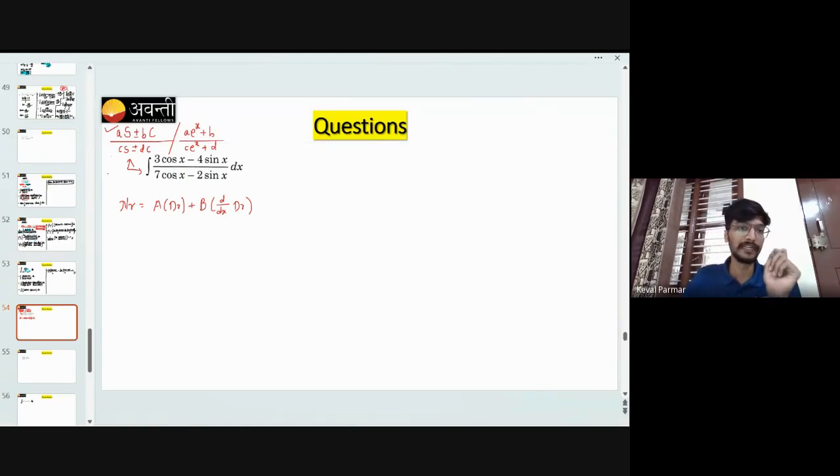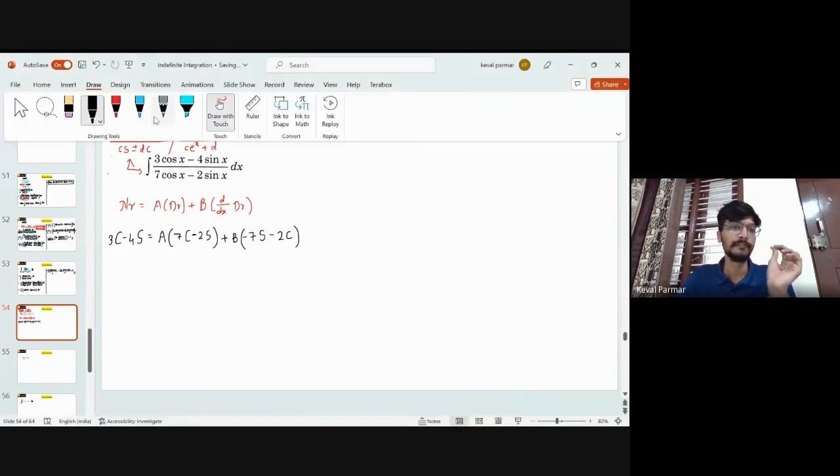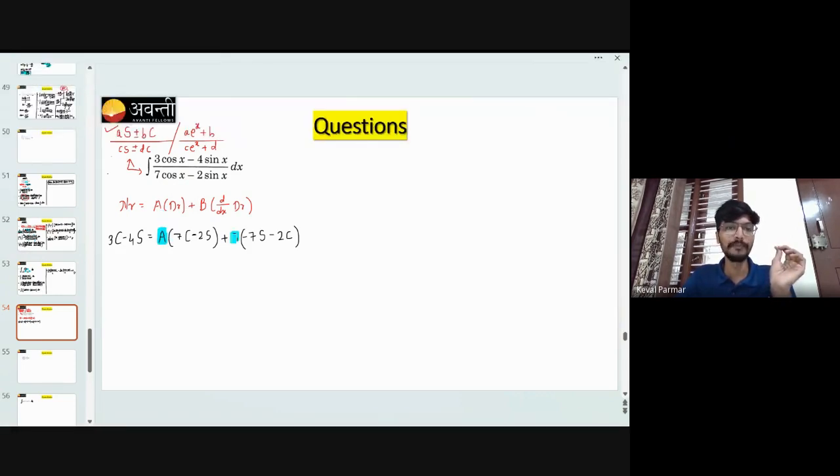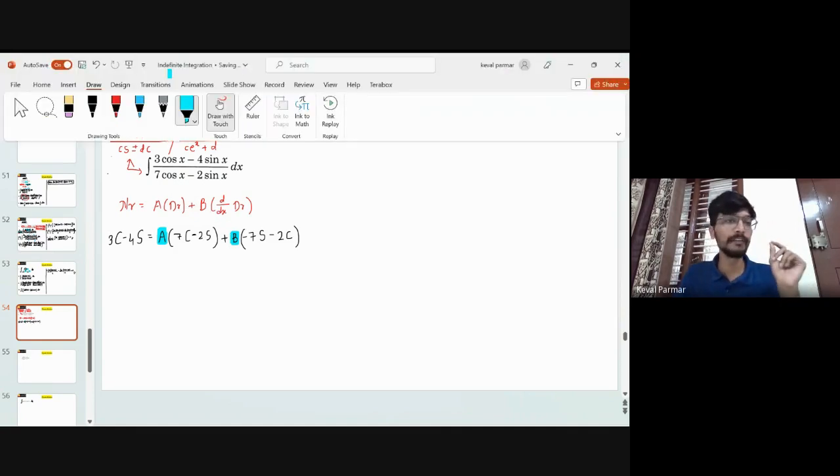Now see what happens when we write it. In numerator, cos I am writing c, don't mind, and sin I am writing s. आलसी हूँ मैं बहुत, I am very lazy. So I'll write cos as c, sin as s. So numerator 3 cos minus 4 sin is equal to a into denominator 7 cos minus 2 sin plus b into derivative of denominator. So it will be minus 7 sin. Cos का derivative is minus sin, minus 2 cos. Now if you remember partial fractions, we want the values of a and b. So how did we used to get values of a and b from partial fractions?